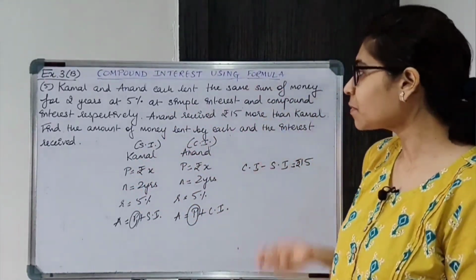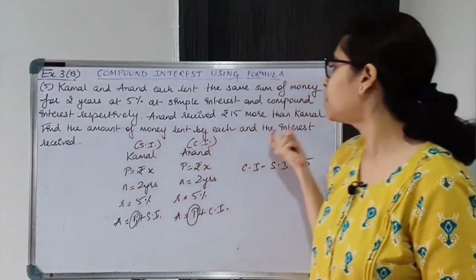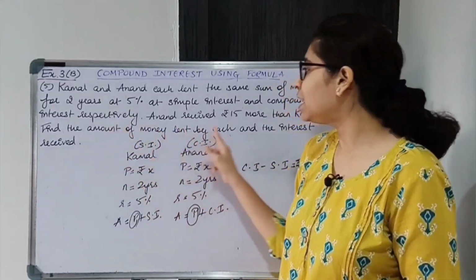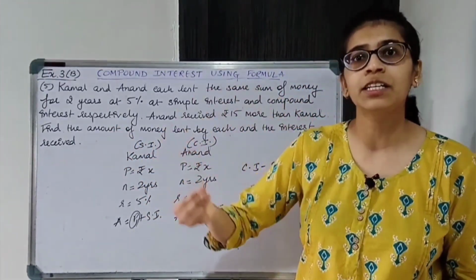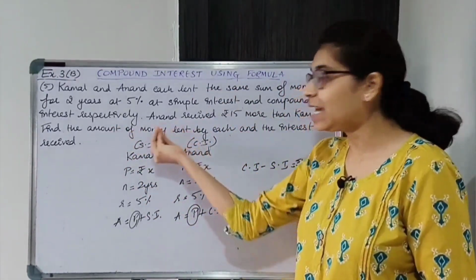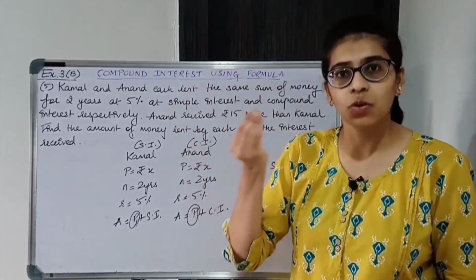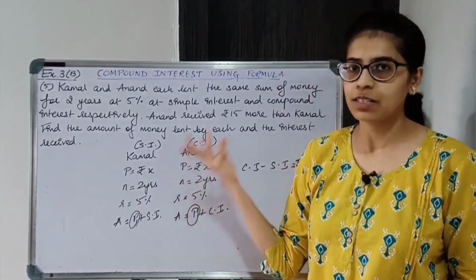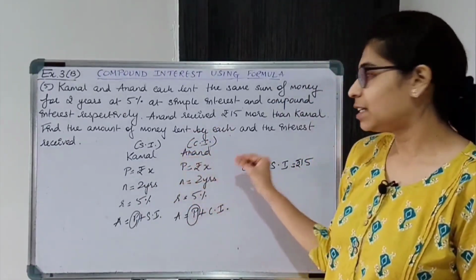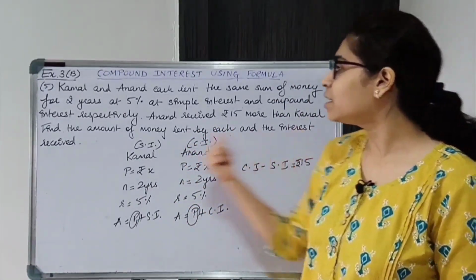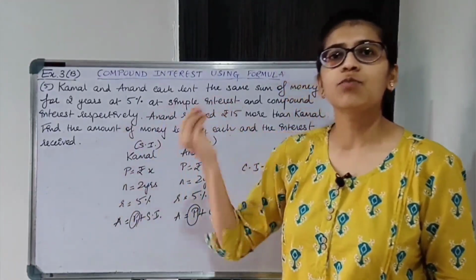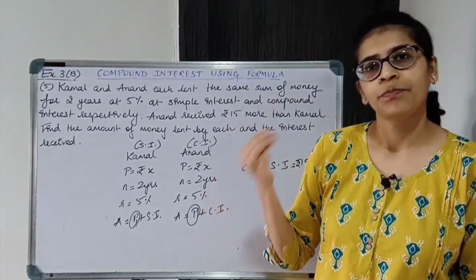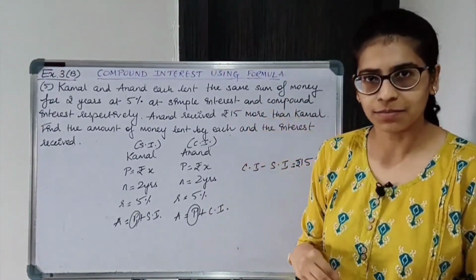Find the amount of money lent by each and the interest received. The amount of money lent by each is nothing but the amount lent, that is the principal. So we have to find the principal lent by both of them. It is the same, so we have to find that value for each, and the interest received. So what interest are both getting? The compound interest and simple interest, we have to find that as well. So now let us start solving.